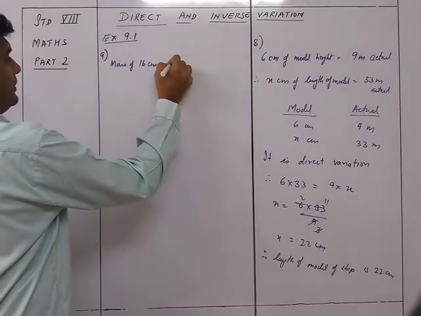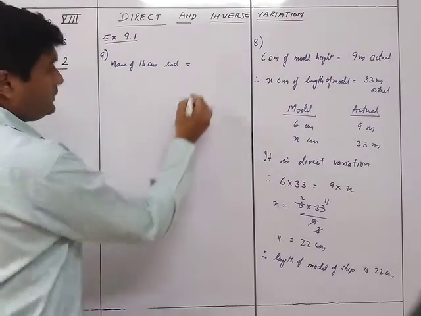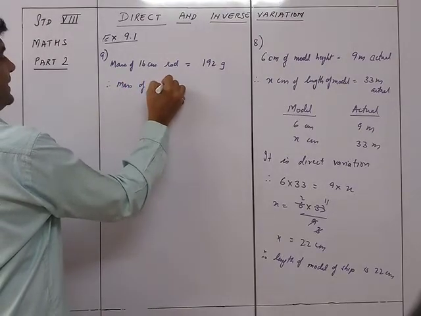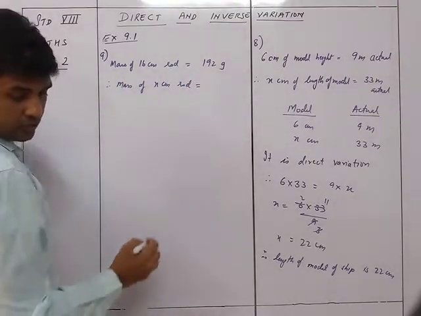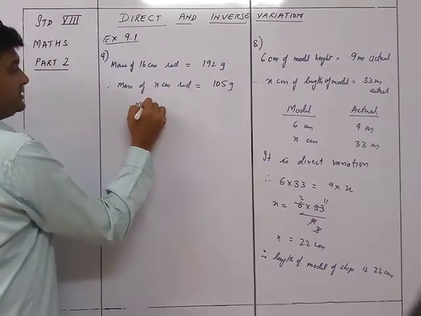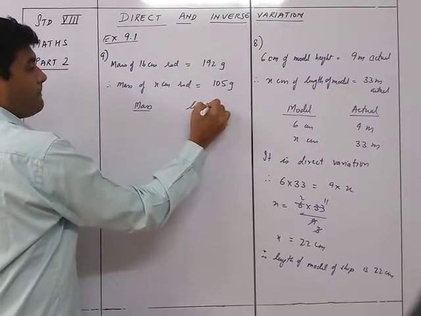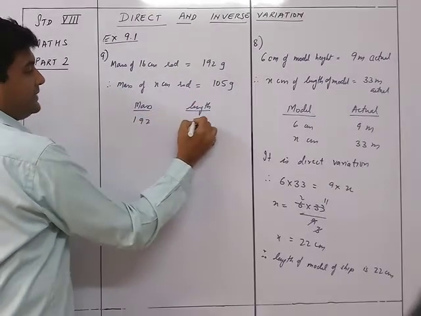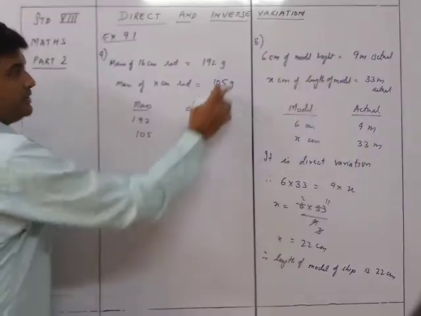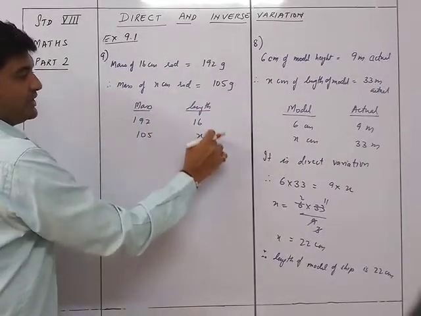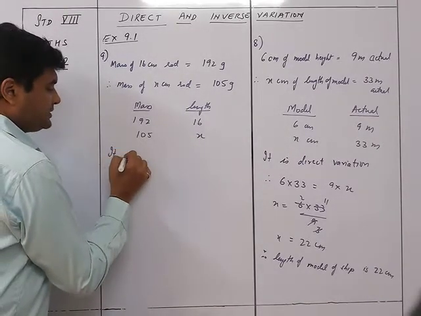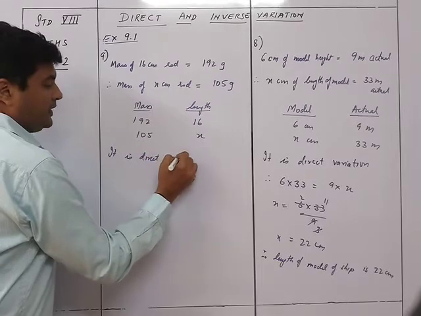So again, the same way, the mass of a 16 centimeter rod is equal to 192 grams. Therefore, the mass of an X centimeter rod is equal to 105 grams. So it is over here mass and length. Mass 192, length is 16, mass is 105, length is X. Okay, you can see those are grams, these both are grams, these both are centimeters. So not a problem. The answer you are going to get will be in centimeters. So it is direct variation.